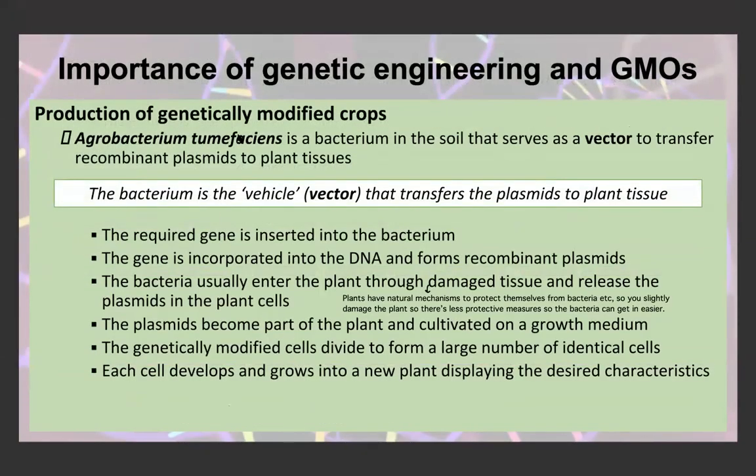Agrobacterium, this bacterium can also be another way to genetically engineer plants. We can use this bacterium as a vector to transfer recombinant plasmids to the plant tissues. So the recombinant plasmids that we spoke about earlier during the insulin thing. The process is very similar. You guys can read through it.